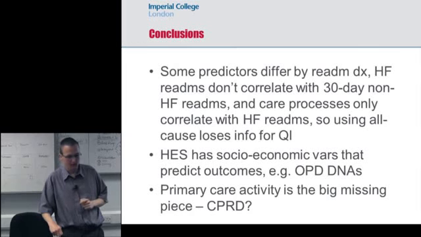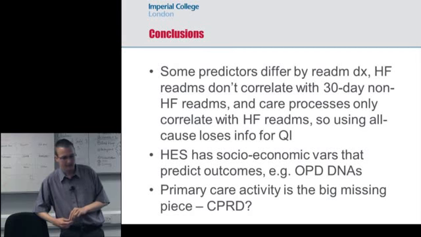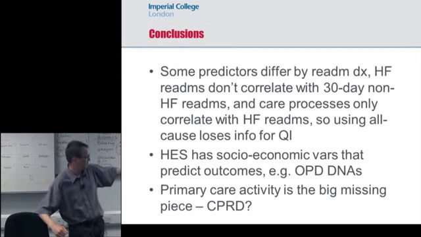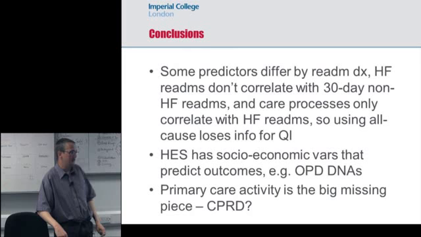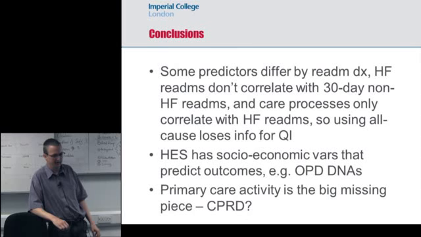HES has socioeconomic variables. You know about classes, etc. But here there's another couple. So you've now got the non-attendance in outpatients. That looks useful. And there's also an ICD code for living alone, which we found was a predictor of various outcomes. That looks useful as well. And I'm sure there are others if you dig around.